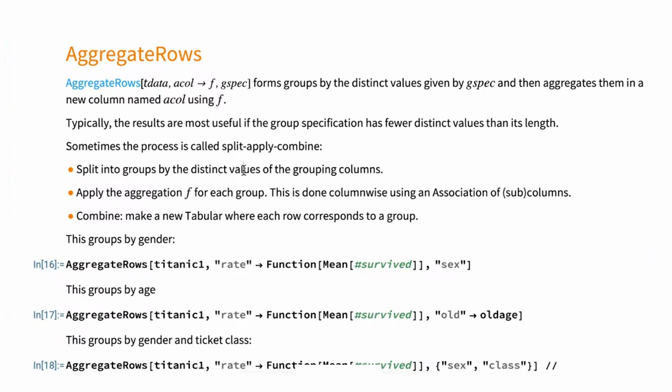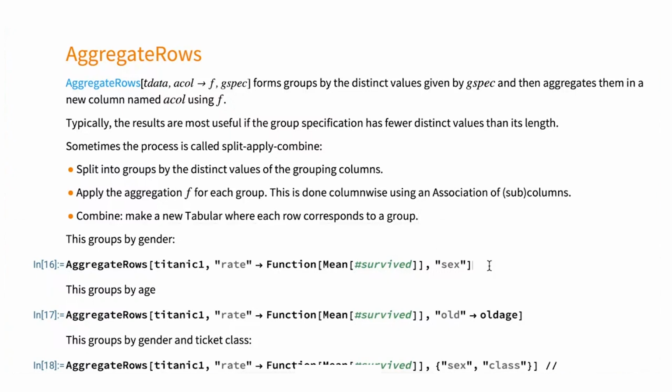So we split into groups by the distinct values of the grouping columns. Then we apply the aggregation F for each group, and that's done column-wise. So when you think of aggregation, aggregate rows, you need to think of that column-wise representation versus the list of association representations. And that's why I spent so much time at the beginning talking about those representations. And you combine, each row makes a group.